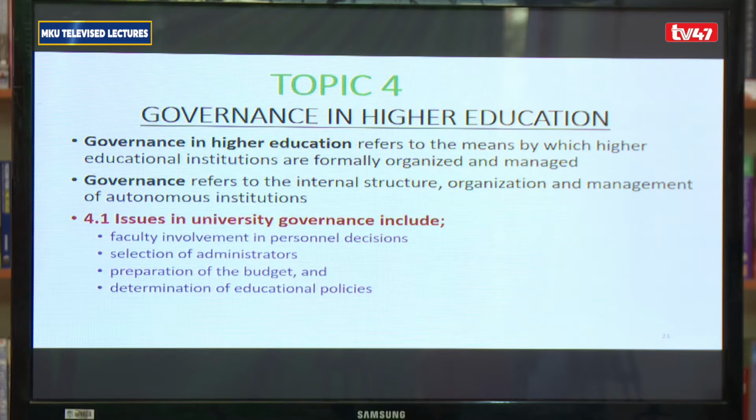And when we talk about governance in higher education, it refers to the means by which higher education institutions are formally organized and managed. And this is why I said I am going to give you an assignment. Remember, I talked about giving you an assignment at this level. And we have 2 levels, and we are saying that we have internal structures and also the external structures. For example, with the external structures, we are talking about other bodies out there that actually dictate how the university can be governed.